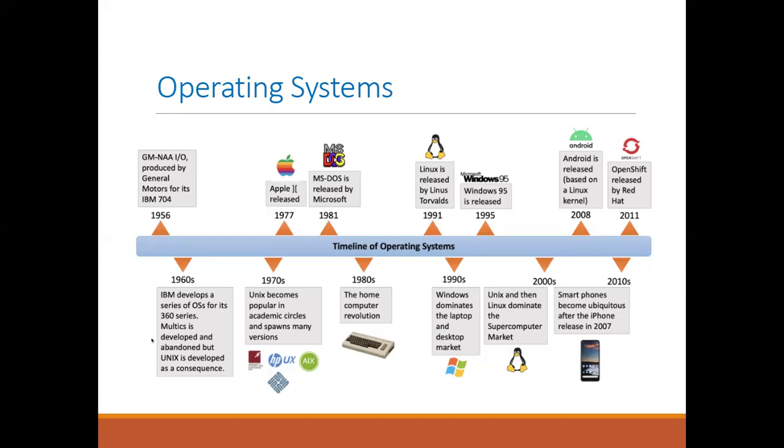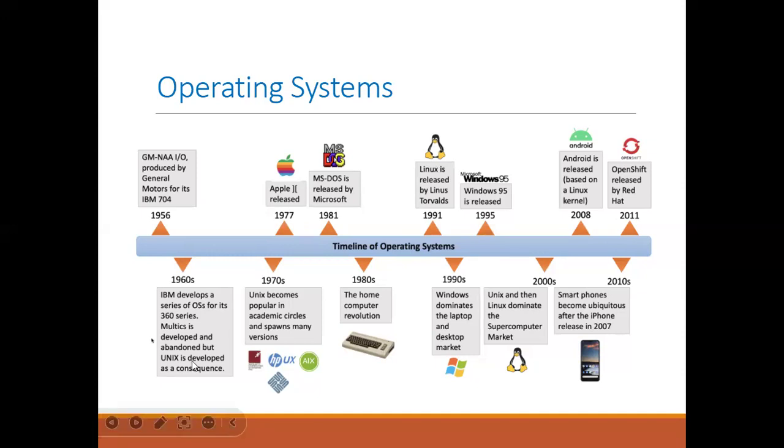Then the initial thought of Dennis Ritchie was that Unix should be free of cost for all. So he made the source code public, and using that source code, many companies started creating their own operating systems. So you can see in the 1970s, Unix became popular in academic circles and spawned many versions of it. So HP developed their own operating system called HP-UX, AIX.